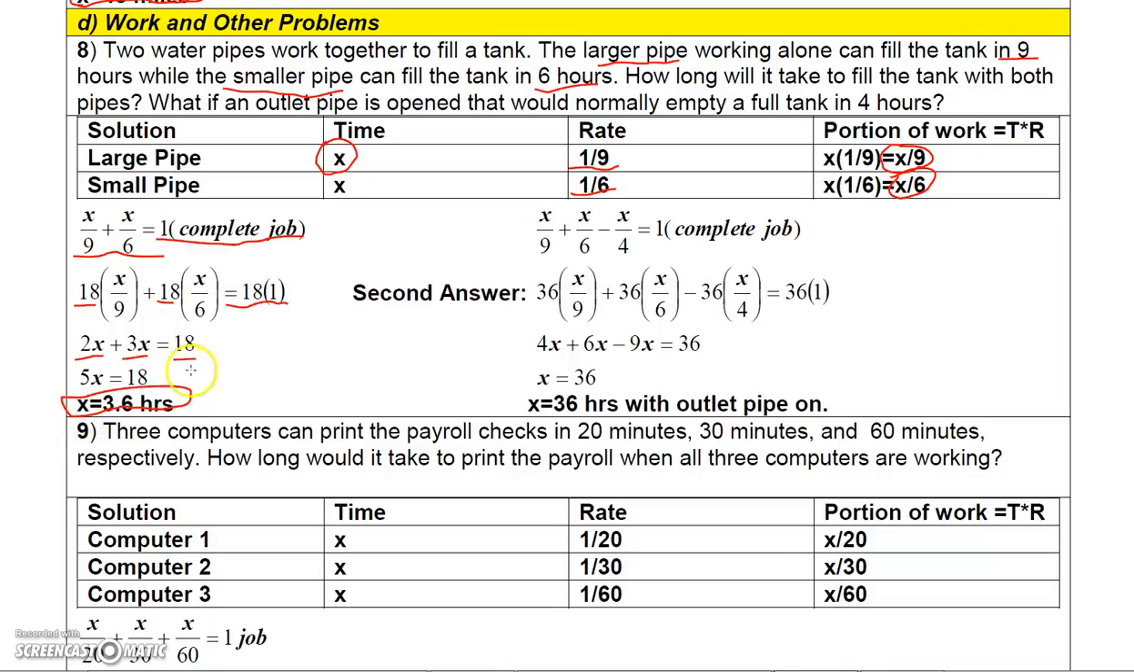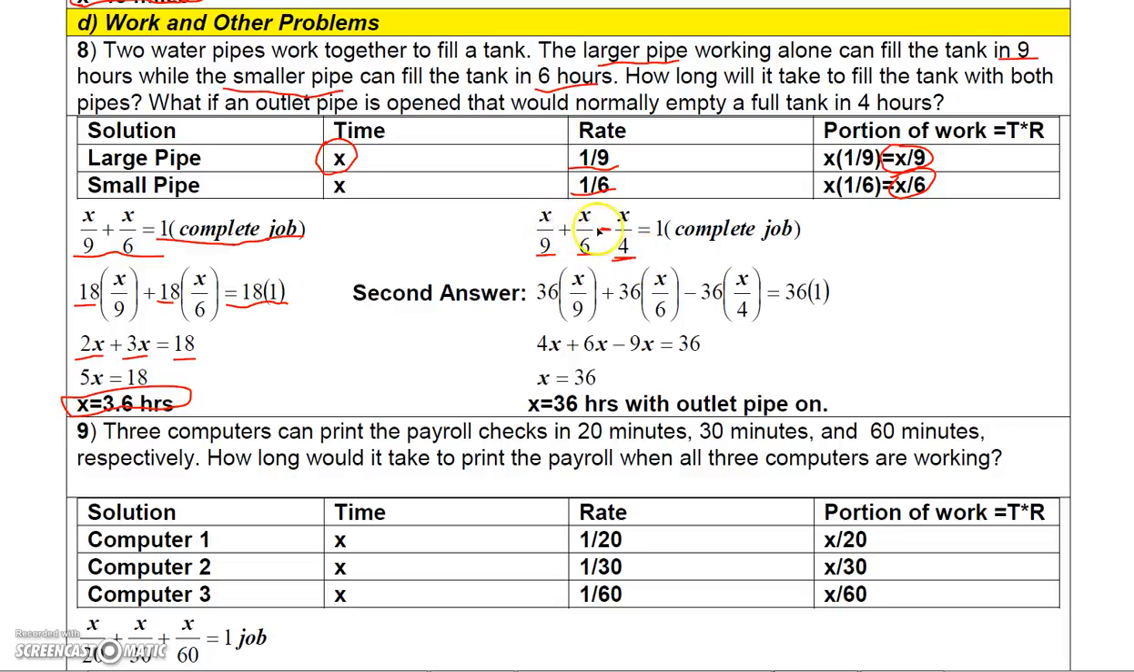Now, there's another question here that says, what if we open an outlet pipe that would empty the tank? So this would be working against the other two. So we would use a minus there. So it would work like this. We still got this pipe doing this portion, this pipe doing this portion, but this pipe is working against it, so we would do minus, and its rate is 1/4.